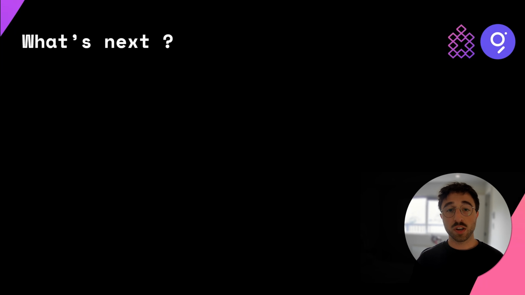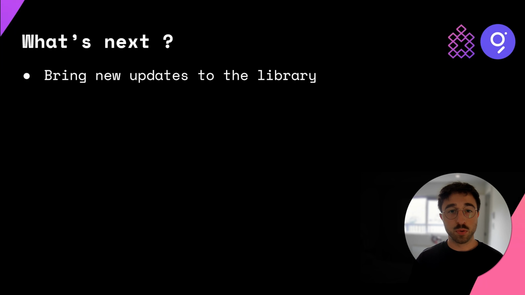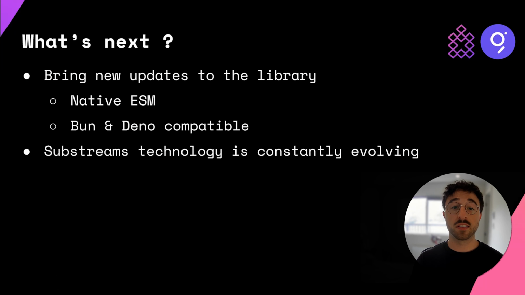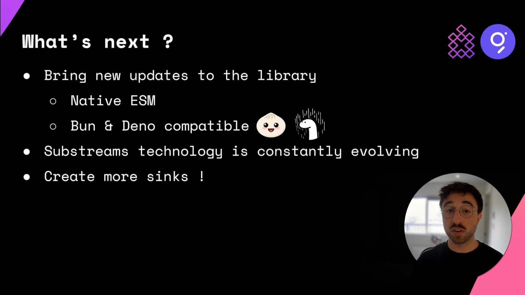So what's next for the Substream Sync library? First, we want to bring new updates to it like native ESM support and make it Bun and Deno compatible. Also, since the Substreams technology is constantly evolving, we have to keep up with all these changes. And finally, of course, we want to create more syncs using our library and also want to encourage you guys, the community, to use it to create new syncs.